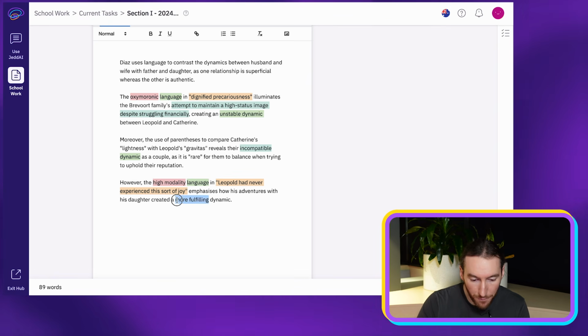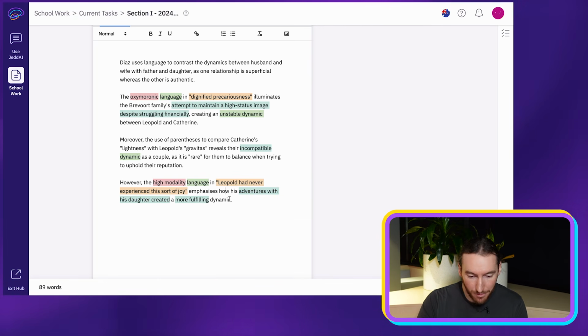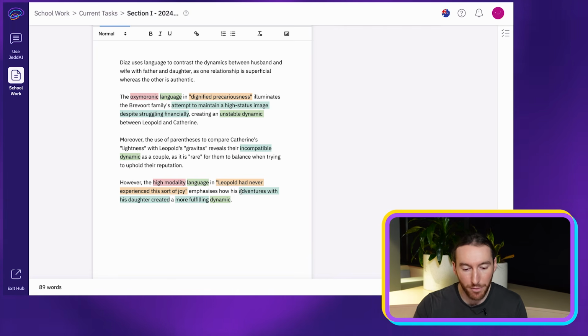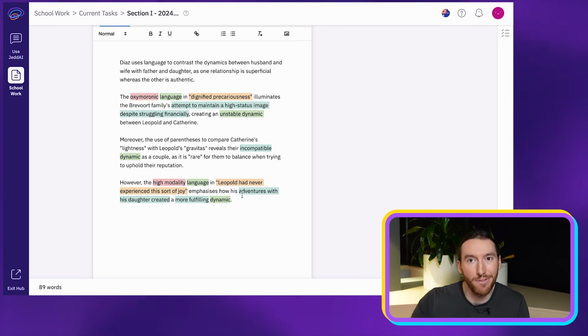So the more fulfilling is the bit where you are really getting the marks, but also the adventures with his daughter creating that is also going way beyond the question, right? We've hit the dynamic here, but look at all the expansion. Look at how we've actually provided a meaningful point. We've said this has led to this, cause and effect. I always have cause and effect in my mind to make these points.